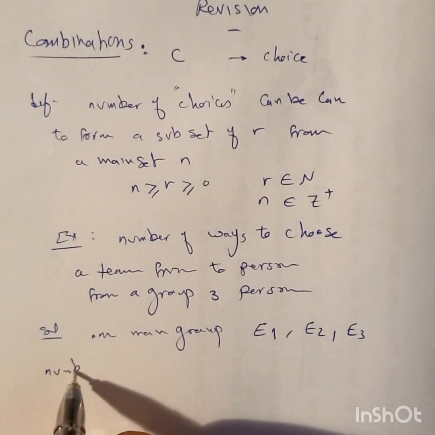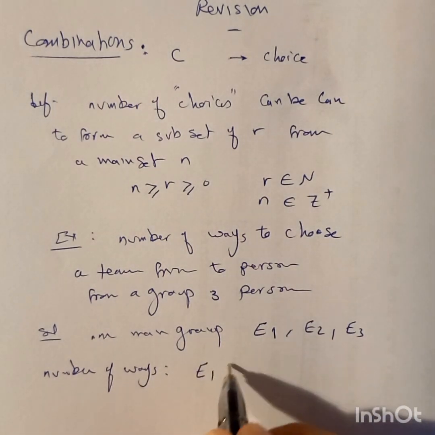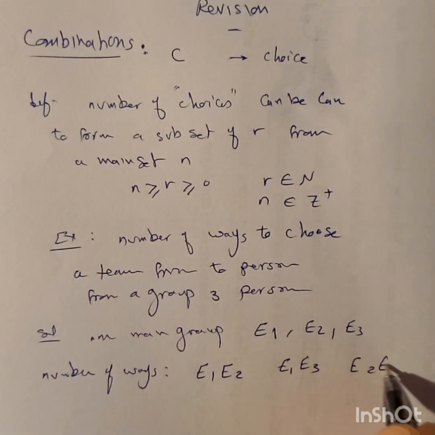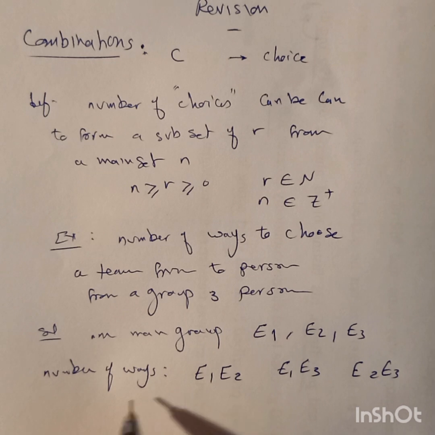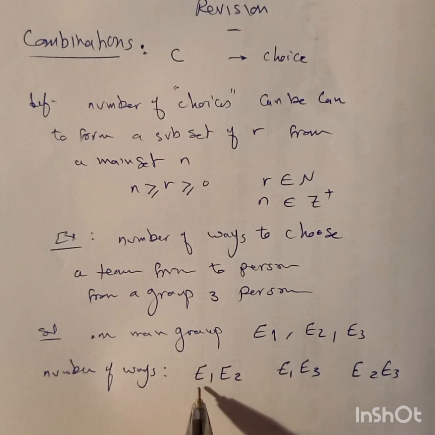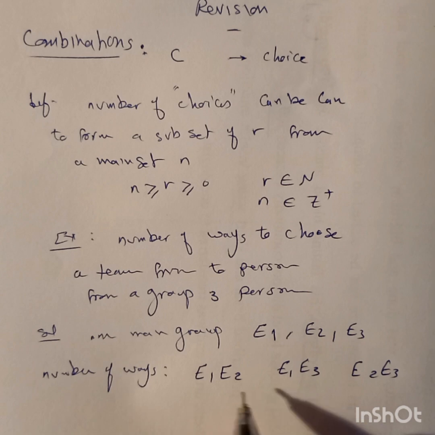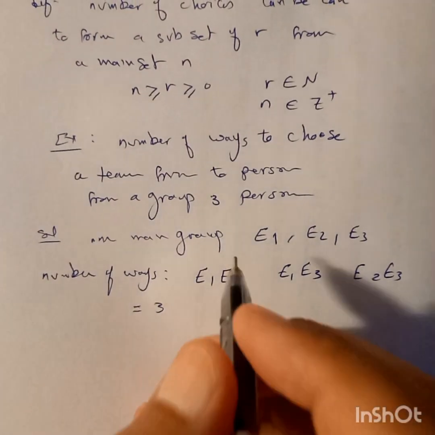Then the number of teams that can be formed is: element 1 and element 2, element 1 and element 3, and element 2 and element 3. As we are not taking ordering or arrangement into consideration, element 1 element 2 is similar to element 2 element 1, so we only select this group once. Then we have only 3 ways to form this team. The number of ways equals 3.